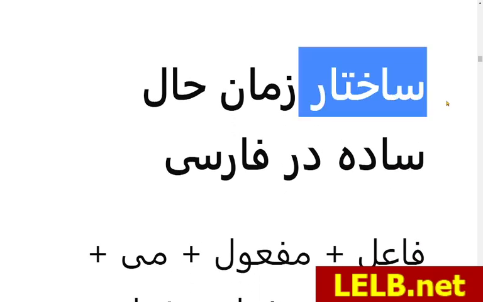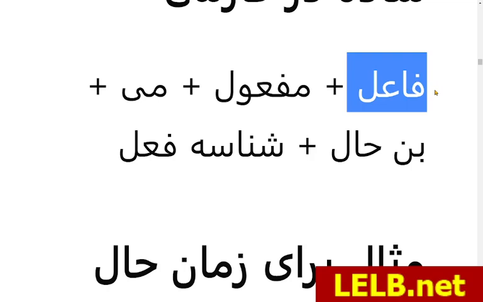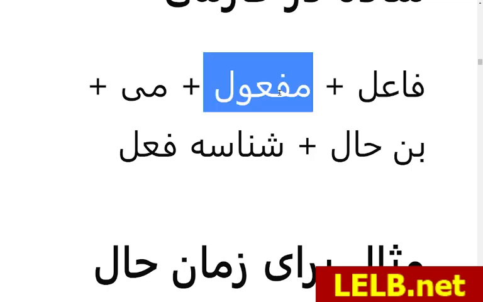So what about ساختار زمان حال ساده? ساختار means structure, how it is formulated, I mean the formula. So first of all, you need to have فاعل. فاعل means subject. مفعول is object, if it is needed, because some verbs like English are transitive and some are intransitive. So if it is transitive, you're gonna need an object.